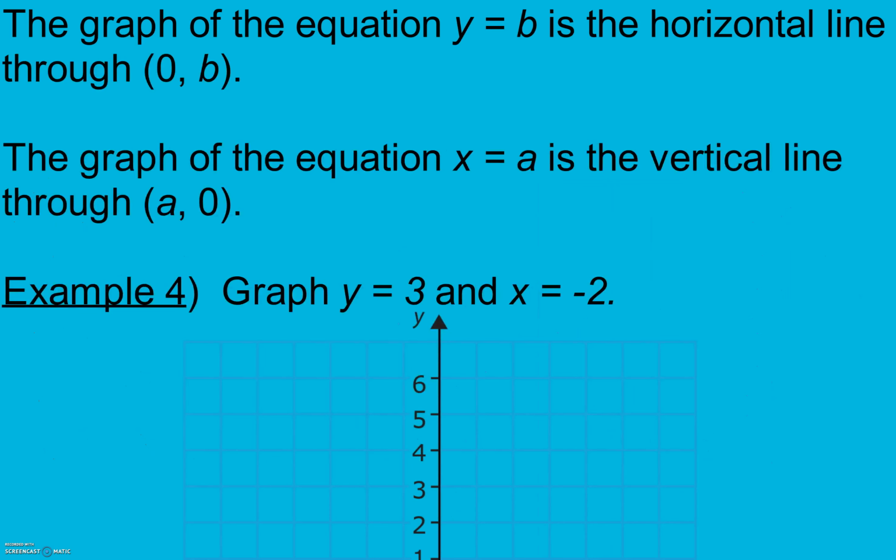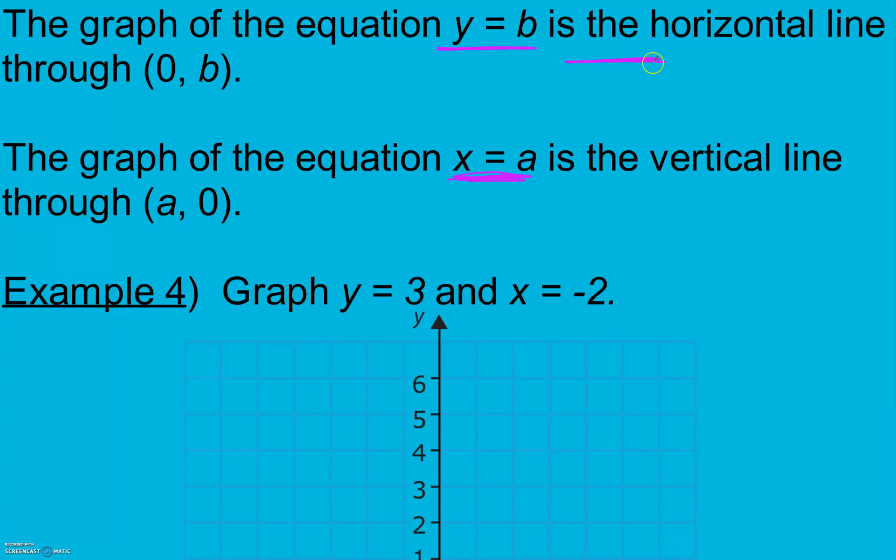The graph of the equation y equals b is a horizontal line through the point 0, b. Here we just have one variable. Same thing with the graph of x equals a is a vertical line through a, 0. One variable. Anytime all we have is one variable, because our a and our b are going to be numbers, our graph is either straight left and right or straight up and down.